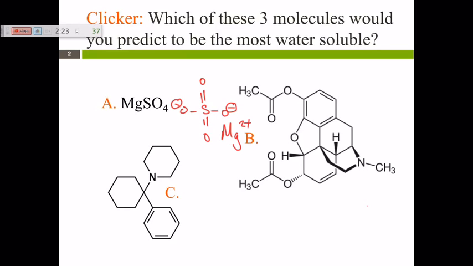But for now, anytime you see an ionic compound, we assume that water will completely solvate those ions. Remember, about 6 waters per ion? And that will allow those ionic bonds to then be separate.